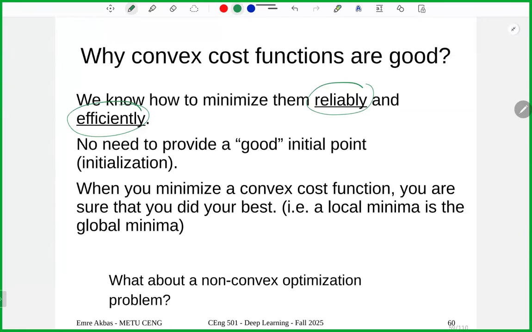You need to provide a good initial point for the non-convex optimization problem. And when you find the minima, you are never sure whether this is a global minima or a local minima, and whether that local minima that you find is good enough for your purposes, for your task. So that's why people didn't like non-convex functions, understandably, and people liked convex cost functions.